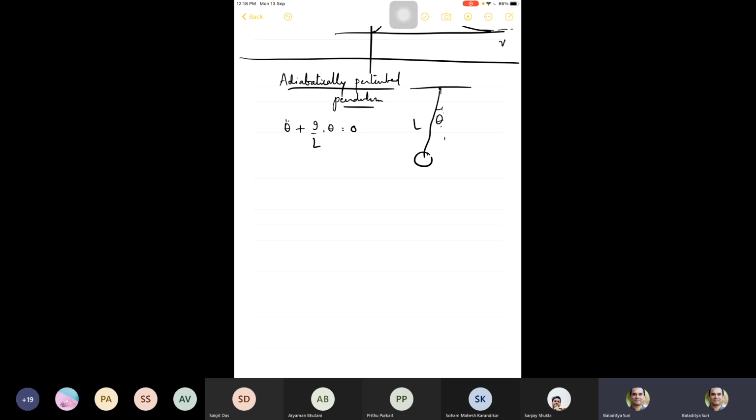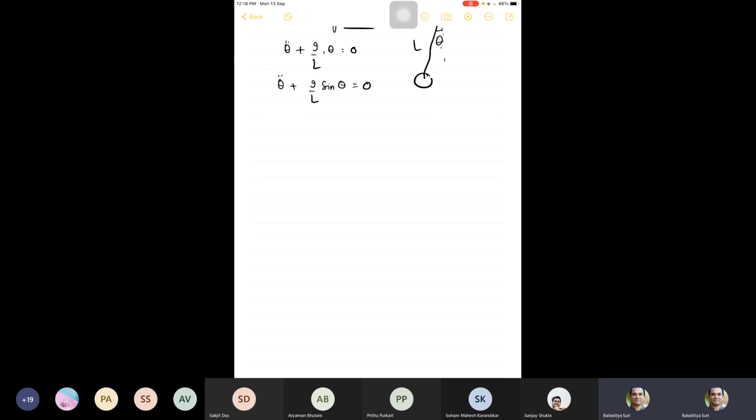Theta double dot plus g by L theta equals 0. And for finite oscillations, the pendulum will have a different equation. This is a nonlinear equation and this is a linear equation. The bottom equation can be solved, but you can't get a simple closed form solution, and it is also not a simple harmonic oscillator in the sense that the frequency will depend on the amplitude.